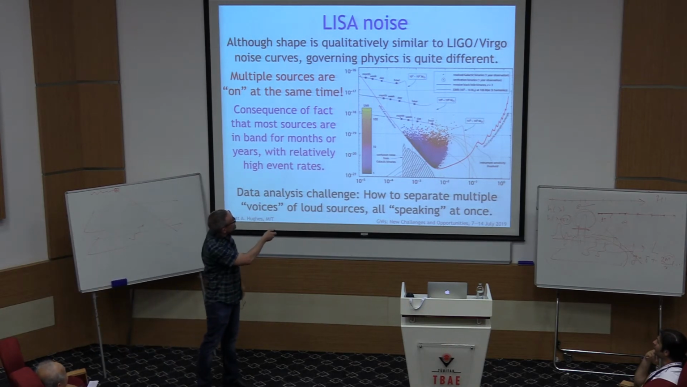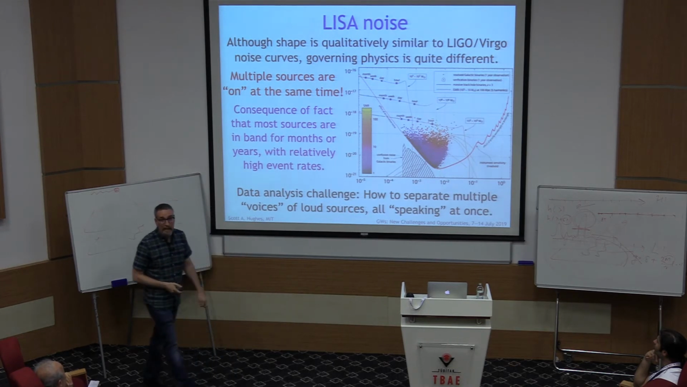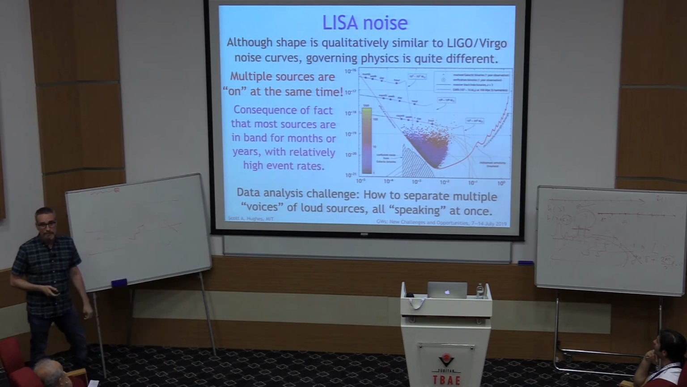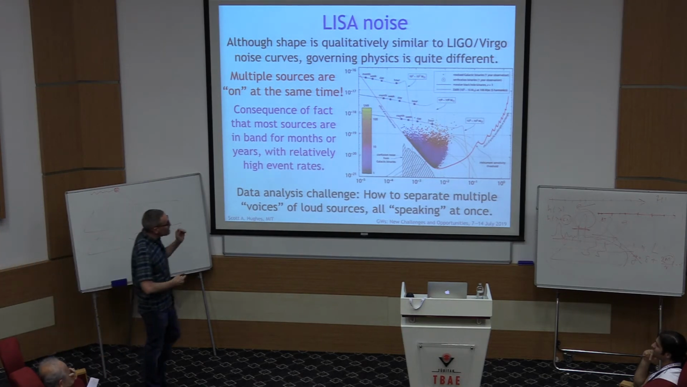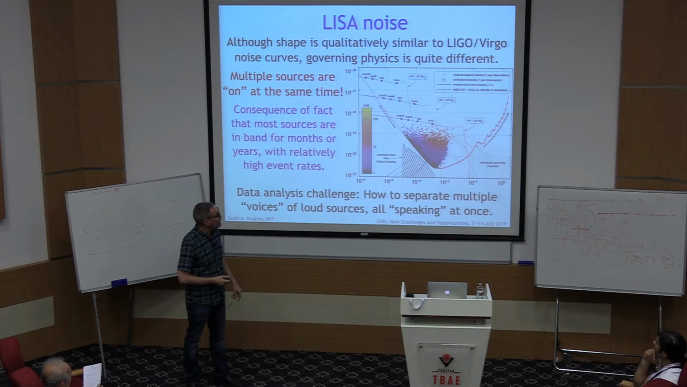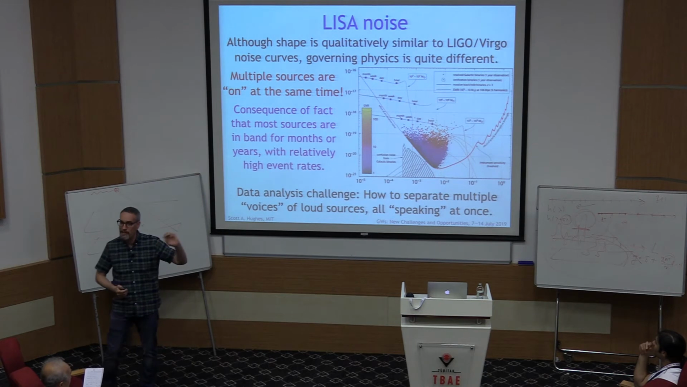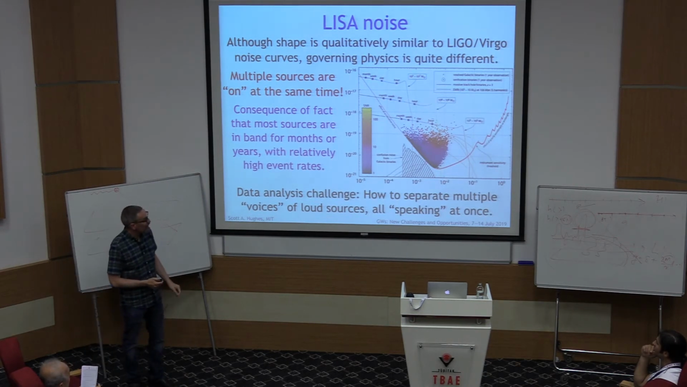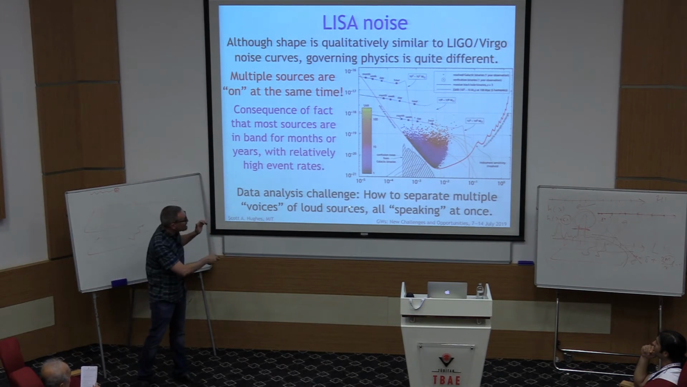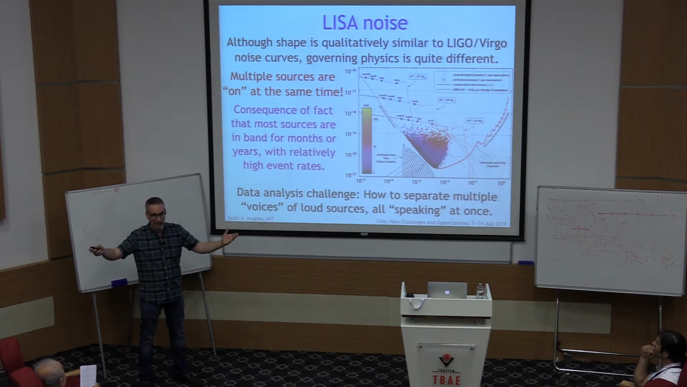The sources for LISA are expected to last for months to years and happen dozens to hundreds of times per year. That tells you that there will actually be multiple sources on at the exact same time. So there's a very different data analysis challenge that people are just now facing up to. Well, just now is a little bit of overstatement. For the past several years, people have been facing up to how to deal with the fact that you're going to have multiple very loud sources all speaking at the same time.